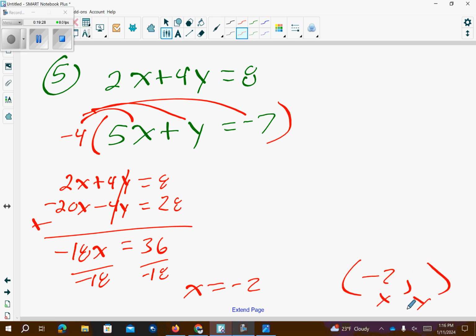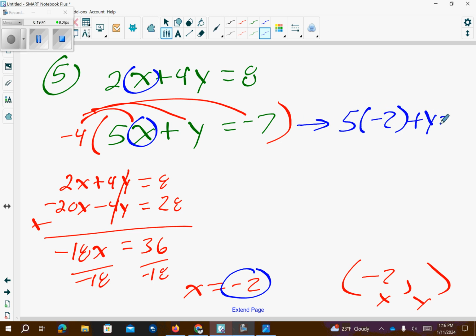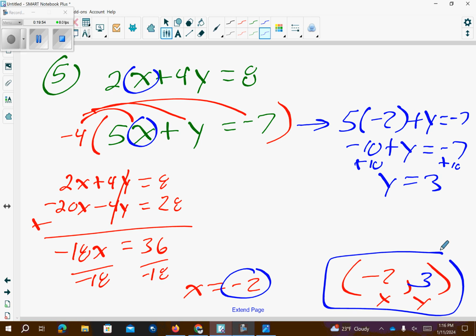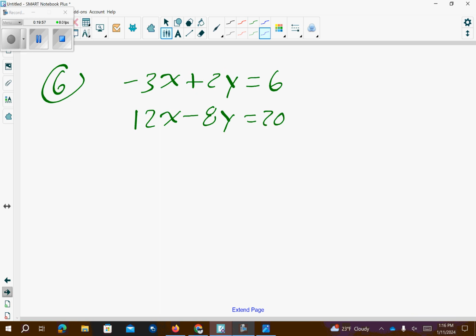So that's an x and a y. I'm going to take that negative 2, this right here, and I'm going to plug it back into an x here or here. Doesn't matter which one you pick. So I might pick the bottom one because I haven't picked it in a while. It's going to be the same answer regardless. So that's going to be negative 10 plus y equals negative 7. Add 10 to both sides. So remember, if you're adding 10 to both sides, that's going to give me 3. That's my answer.